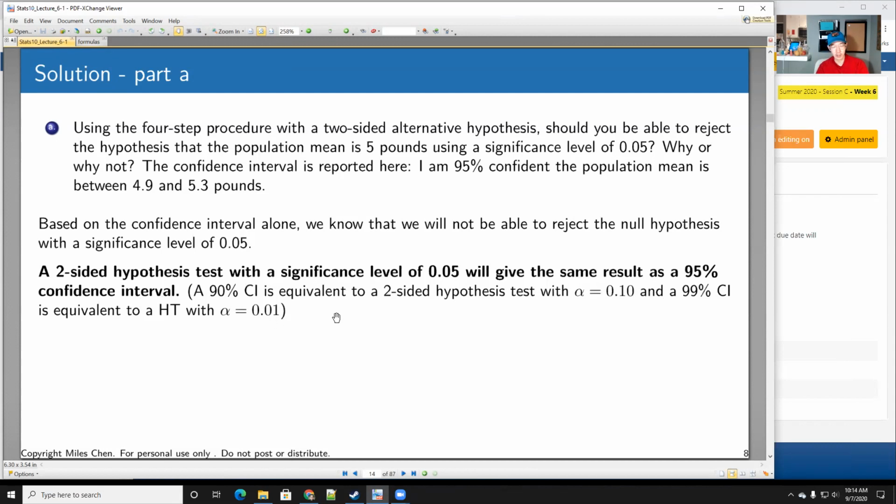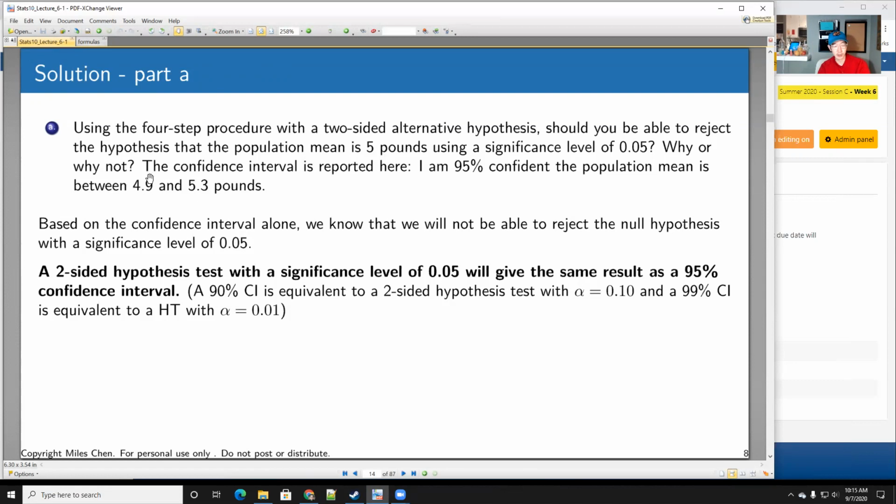It's kind of just like you add the 5% for the alpha and the 95% to get 100. Or if alpha is 10%, then it corresponds to the 90% because those two numbers add up to 100. So if our confidence interval goes from 4.9 to 5.3, that means we do not have evidence that the mean is different from 5 pounds, right? So can we reject the hypothesis that the mean is 5 pounds?